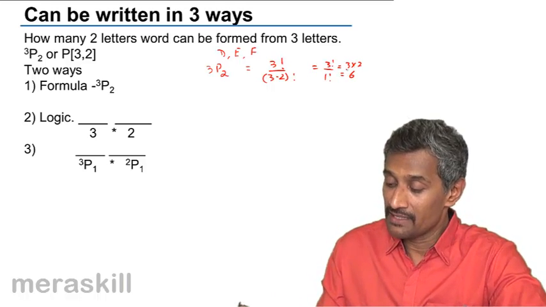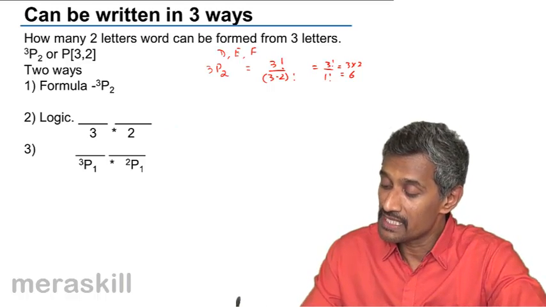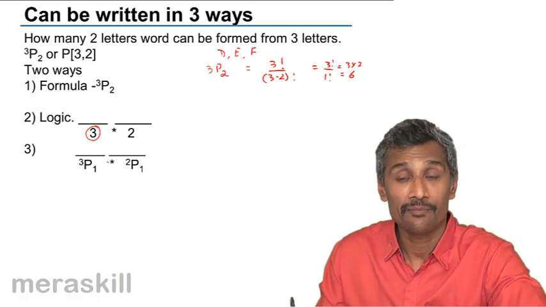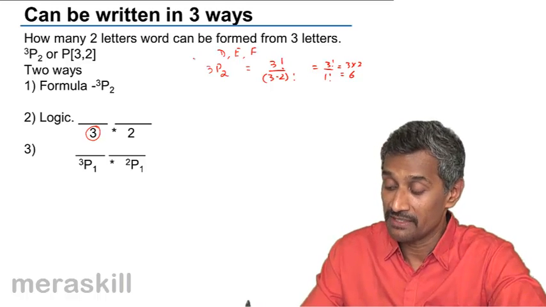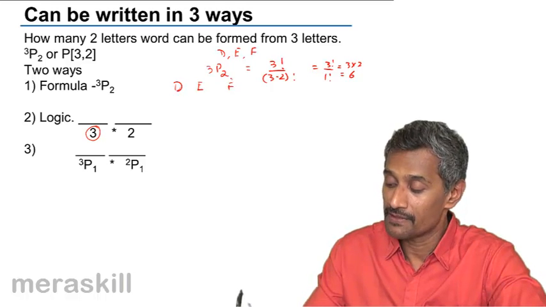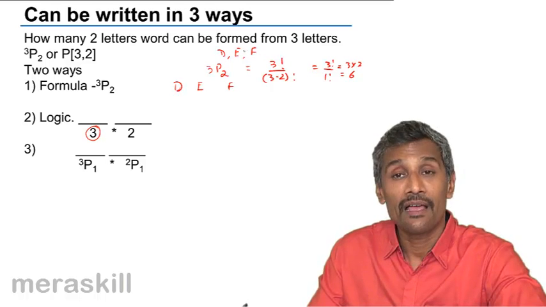The other way is, first you have three letters D, E and F. So the first letter can be picked up in three different ways and arranged in three different ways. So you may pick up D first, or E first, or F first. Then the remaining two letters can be arranged.